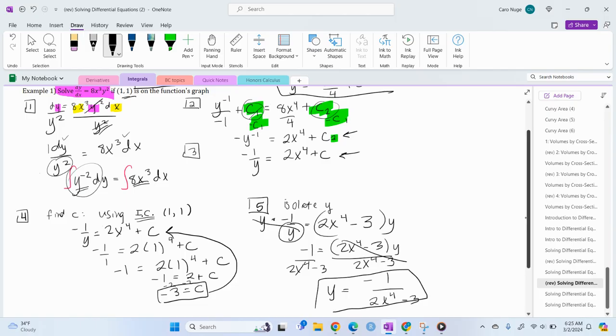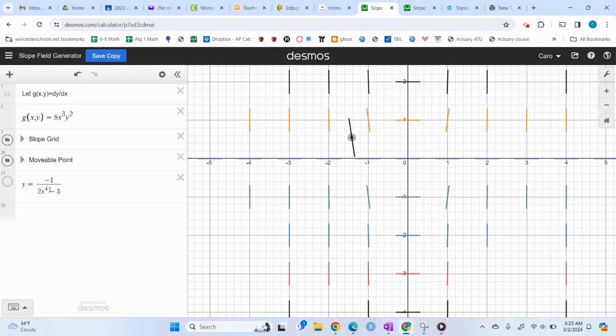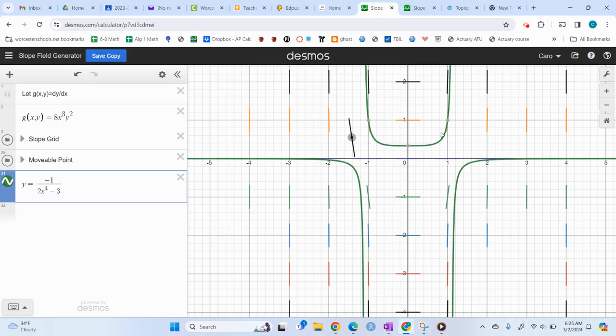Cool, that was your first differential equation. Let's graph it and see, does it even look like the solution that goes through 1, 1? Okay, go to decimal. So what was it? Negative 1 over 2x to the 4th minus 3. Let me make sure I have that typed in. Negative 1 over 2x to the 4th minus 3. And I'm going to call this y. It's not dy dx. It is y. Turn this thing on. Okay, yay, look.